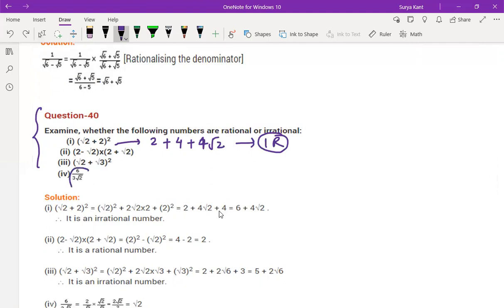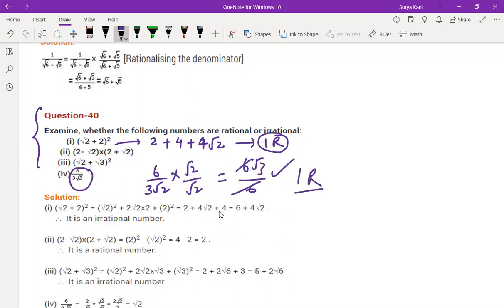Suppose they have given 6 by 3 root 2. If you multiply by root 2 by root 2, you will get 6 root 2 by 6. So you are getting root 2. Root 2 is an irrational number.